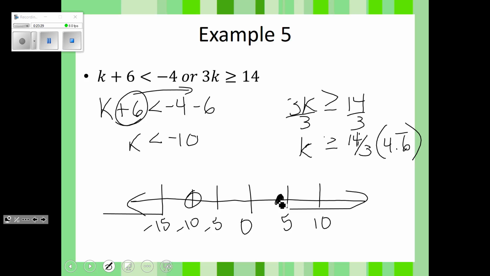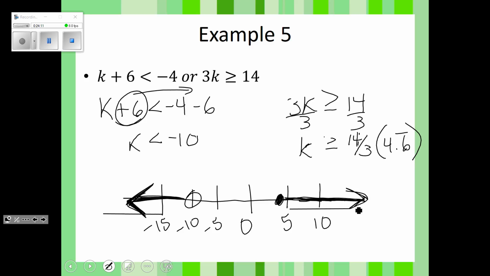K is less than -10, so where would I shade? Where's less than -10? To the left. K is greater than 14/3 or 4.6 repeating. Where would greater than 4.6 repeating be? To the right. So explain to me how I can be less than -10. Give me a number that's less than -10 and less than 4.6 at the same time. -15 is not greater than this. I want less than -10 and greater than this at the same time.